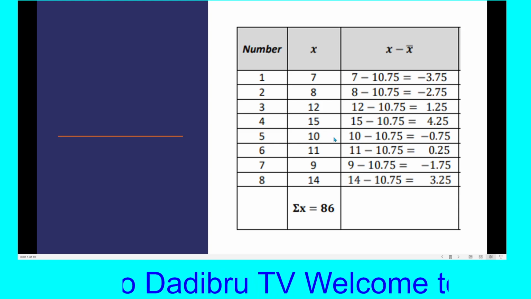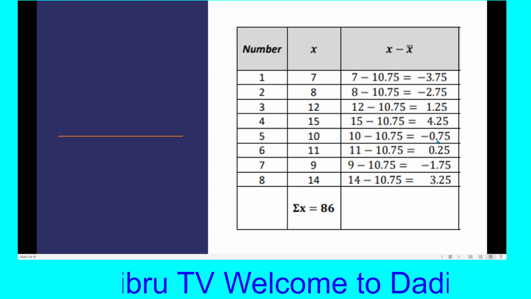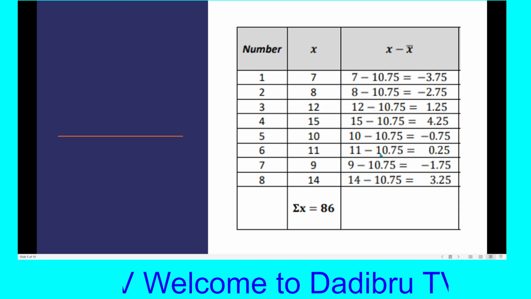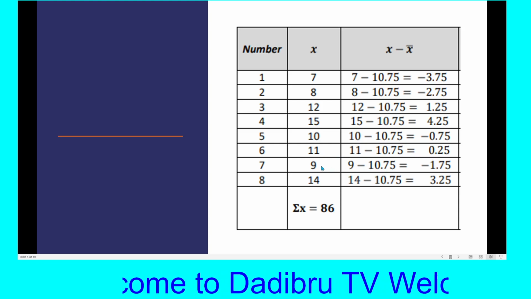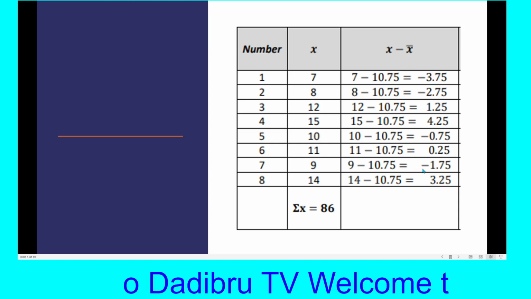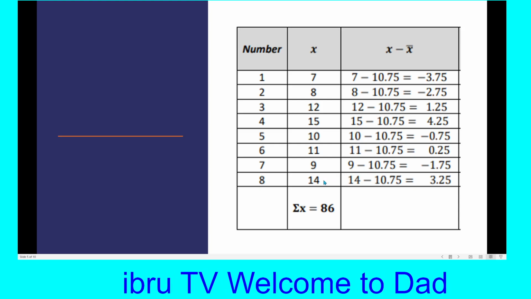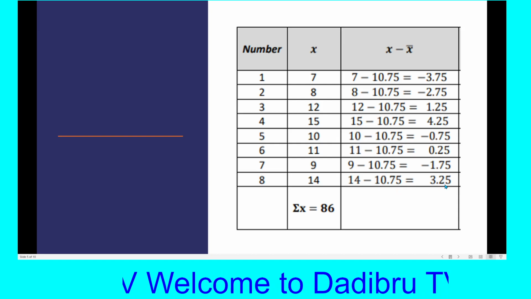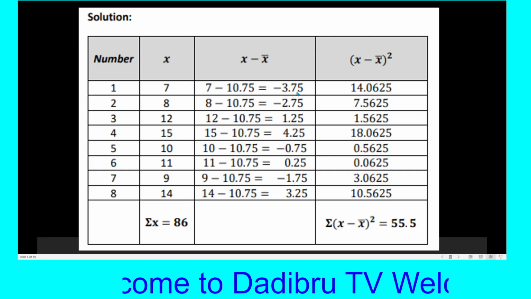The score is 10, 10 minus 10.75, that is equal to negative 0.75. If the score is 11, 11 minus 10.75 is equal to 0.25. If the score is 9, 9 minus 10.75, that is equal to negative 1.75. And if it is 14, 14 minus 10.75 is equal to 3.25. Next step is to square their difference.